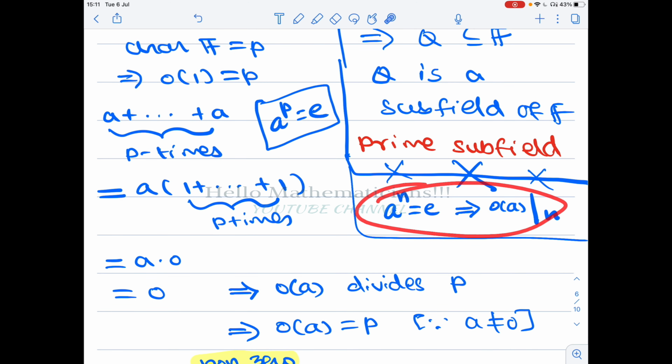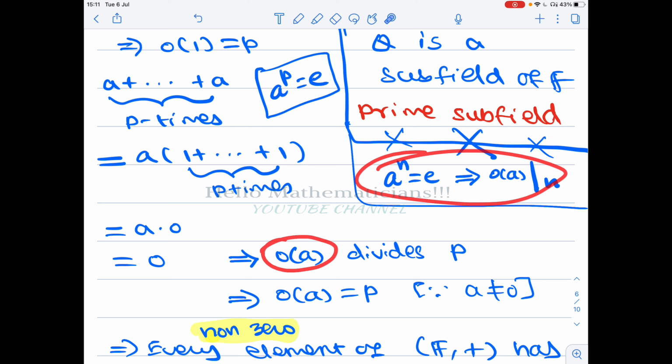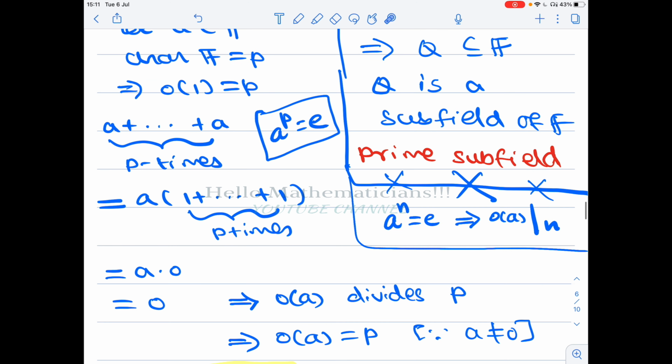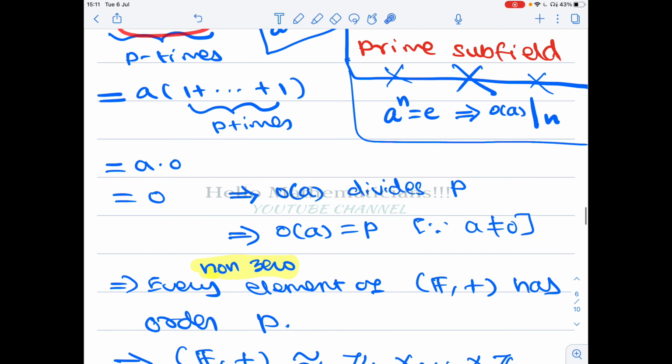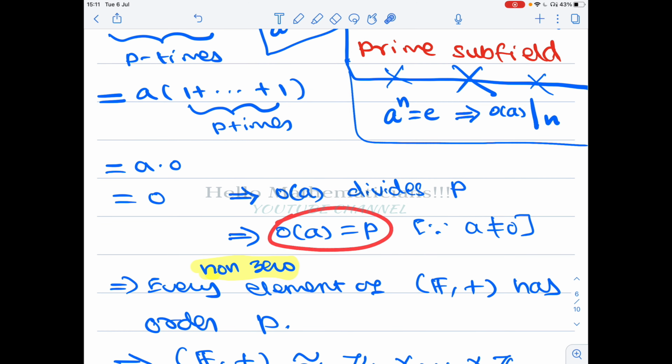So by this result, the order of the element A divides P. But P is a prime number. Therefore, the order of A should be either 1 or P. But the order of an element is 1 if and only if it is the identity element. But the identity element is 0 for addition, and we are taking a non-zero element A. Therefore, we conclude that the order of A is P.